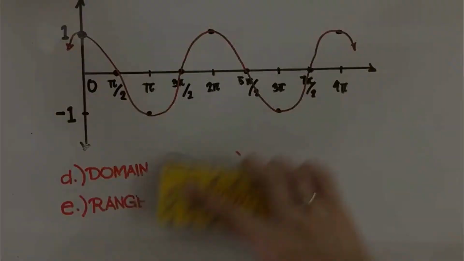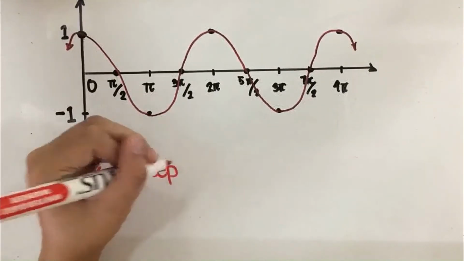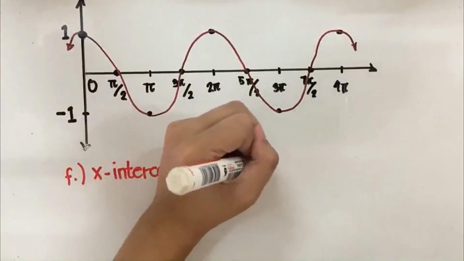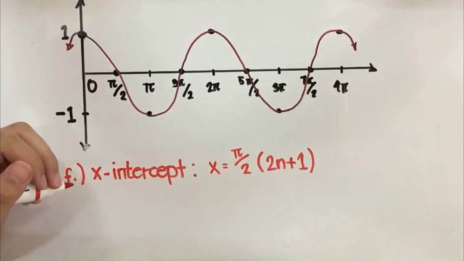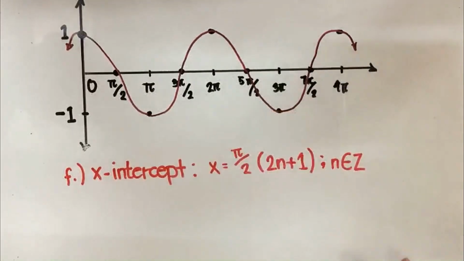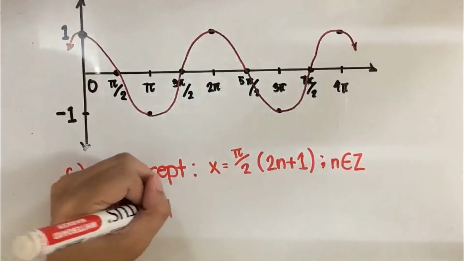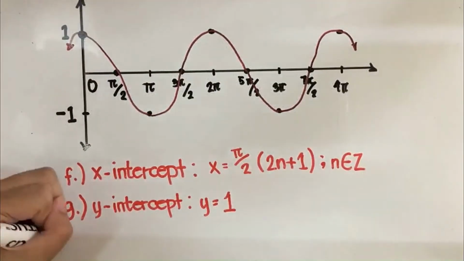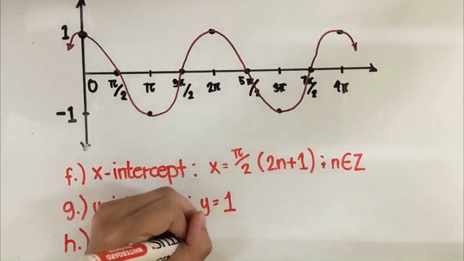So for our x-intercept, we are going to multiply the first x-intercept after 0 to 2n plus 1. So x is equal to pi half times 2n plus 1, where n is an element of all set of integers. For our y-intercept, we are going to write y is equal to 1 since the graph intersects the point (0, 1). For our asymptotes, we don't have any, so just put none.